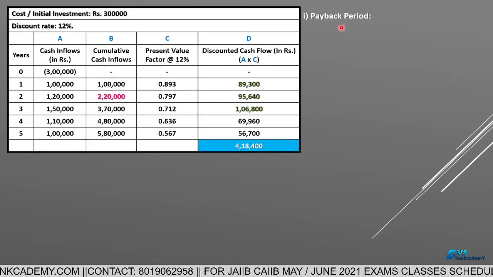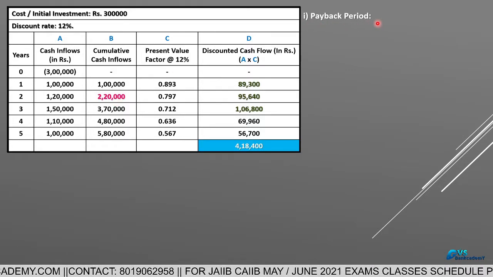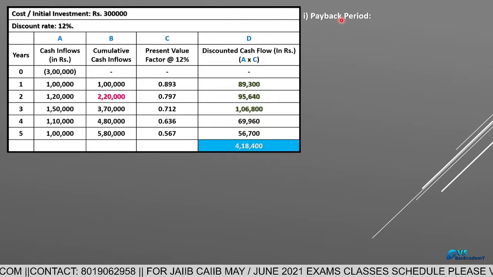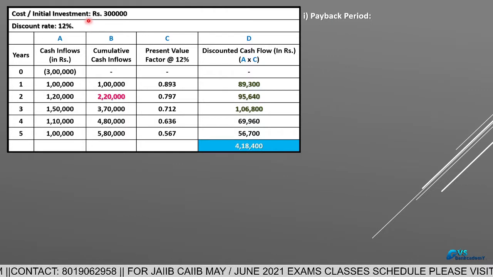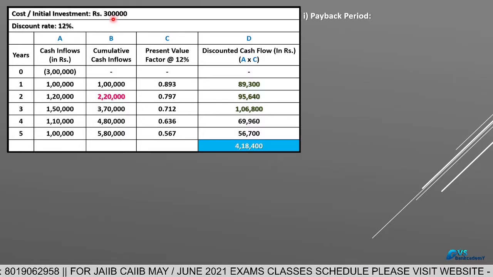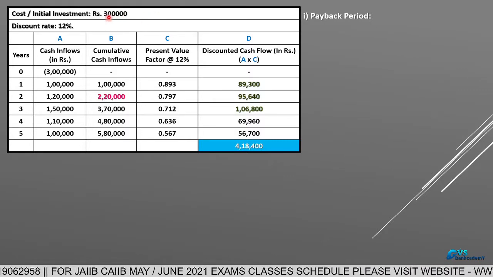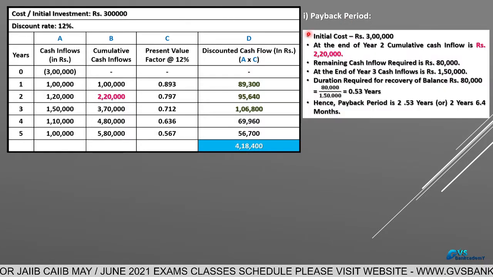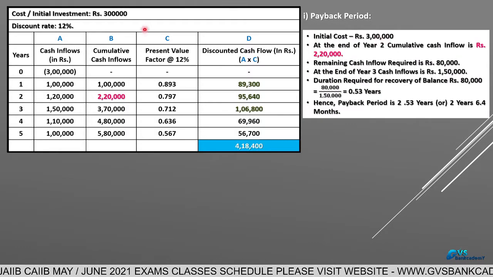Now you have to calculate the simple payback period. Payback period means for recovery of 3 lakhs, how many years will it take? Initially we had invested 3 lakhs. For getting a recovery of the 3 lakhs, how many years are required? That is the payback period.